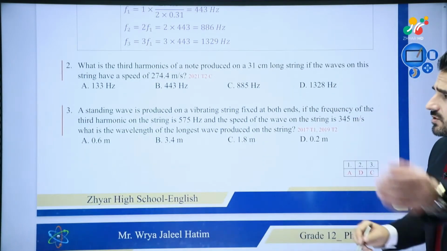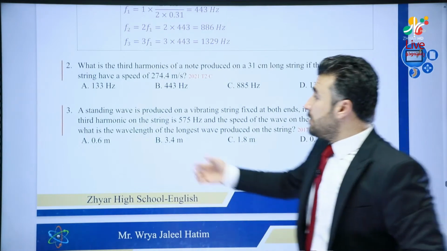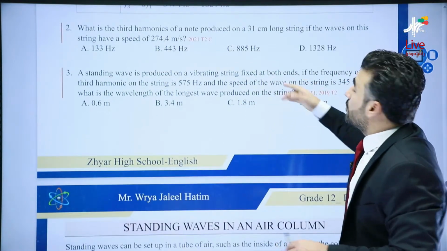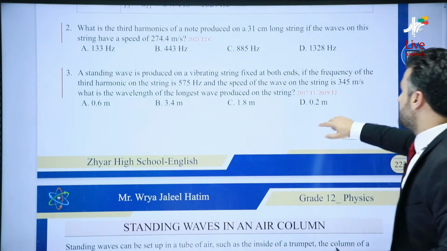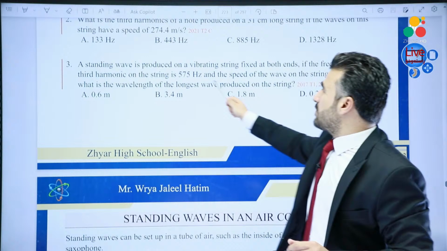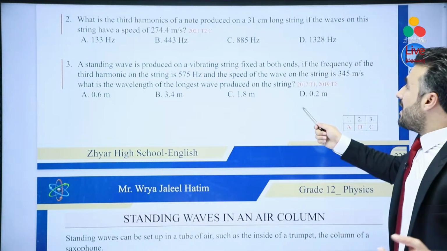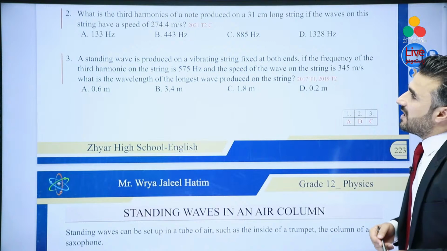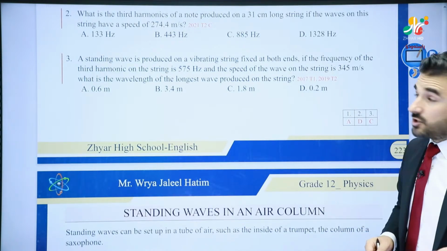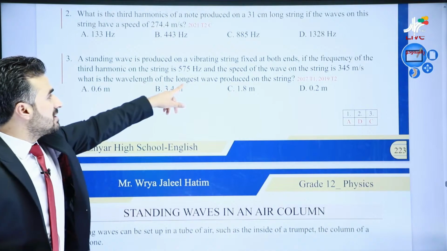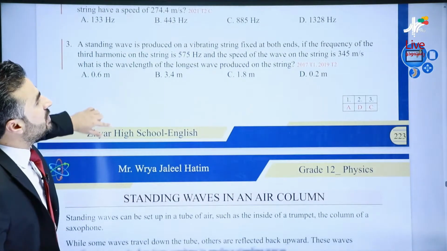All right, take a look at the next one. It says, a standing wave is produced on a vibrating string fixed to both ends. So remember, it is still a string here. It says, if the frequency of the third harmonic of the string is this much, and the speed of the wave on the string is basically 345 meters per second, what is the wavelength of the longest wave? We don't want the frequency, by the way. What is the longest wave produced on the string?